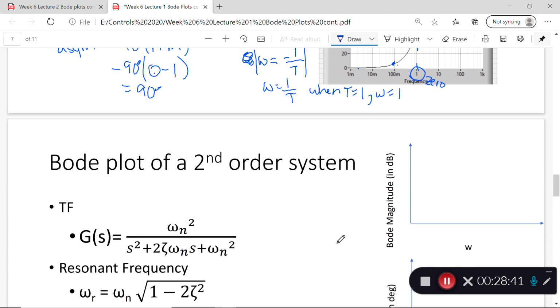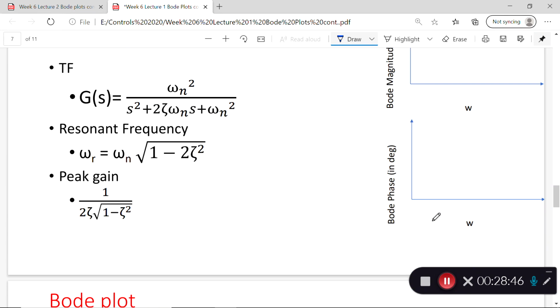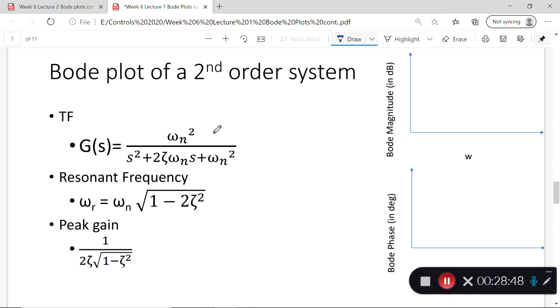What if I have a second order system? Can I use my general rules about Bode magnitude and phase plots to graph it? Remember, our general second order system looks like this: omega n squared over s squared plus 2 zeta omega n s plus omega n squared.